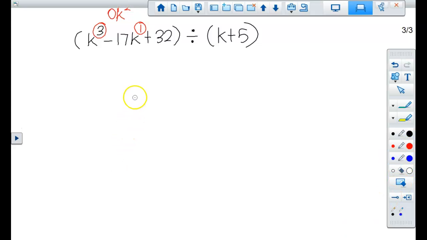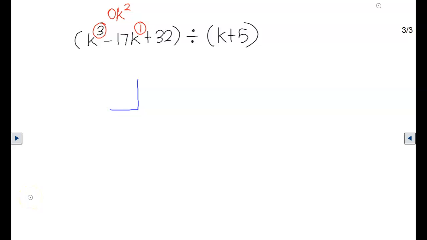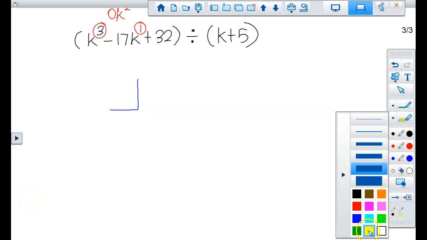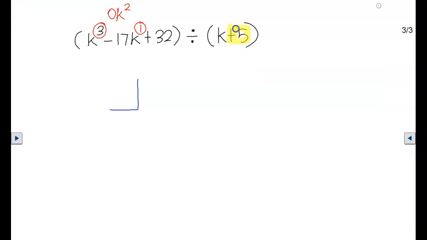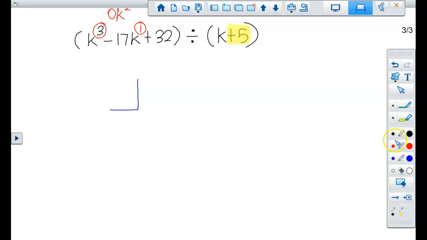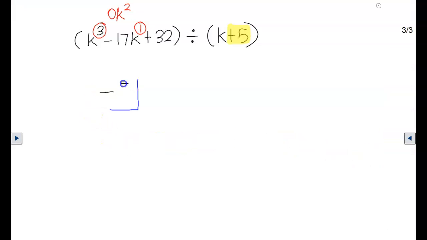All right, so let's get ourselves set up for synthetic division. Backwards L. We go to our binomial, k plus 5. He ends with positive 5. We change that to its opposite, so you're going to put a negative 5 in your synthetic division box. Now, coefficients are going to come over here to the side. So I have a 1, a 0, a negative 17, and a 32. So 1k to the third plus 0k squared minus 17k plus 32. So notice how I've got to insert that placeholder this time.